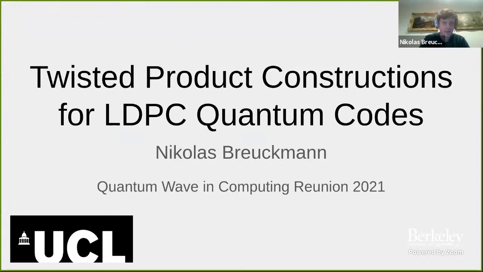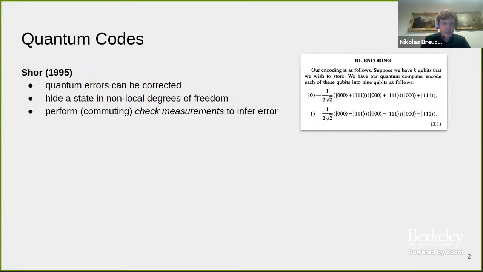Hi everyone. Thank you very much for the invitation. So my talk will deal with some recent developments in quantum error correction, and in particular I will talk about 3 different constructions of quantum codes using so-called twisted products.